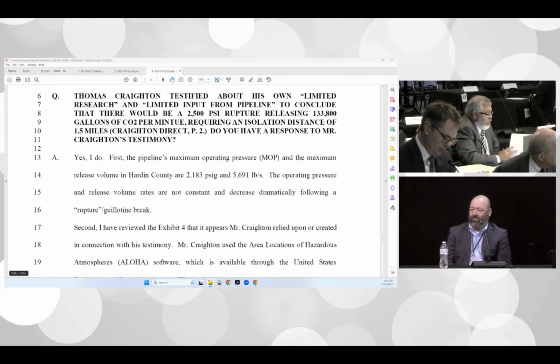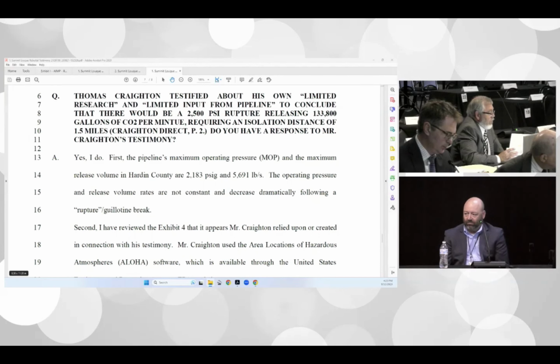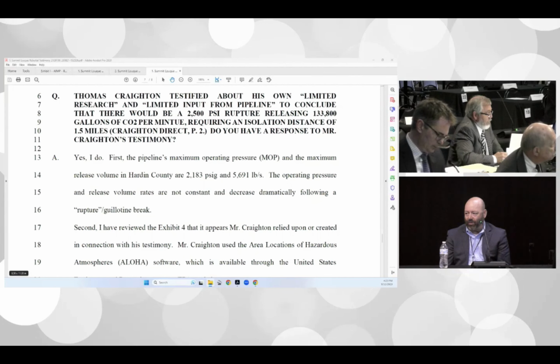So for your model, did you use what Summit is claiming for an operating pressure, or the structural integrity pressure? The MOP. The MOP is not an arbitrary number. Think of it as the speed limit in terms of pressure.